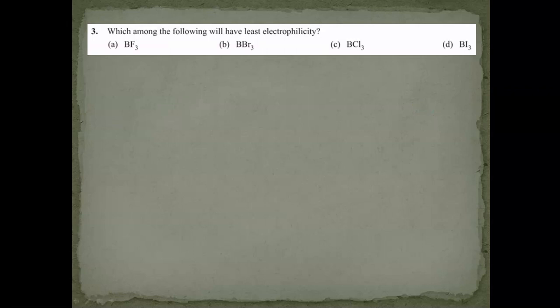Then question number 3. Which among the following will have least electrophilicity? Now when we talk about boron fluoride, there is a phenomenon of backbonding, and backbonding can happen to a greater extent. Why? Because the orbitals involved are of equal energy. Whereas in BI3, the orbitals are of unequal energy. Therefore, backbonding is not that strong. Getting it? So backbonding is there, this boron does not require more electrons, so it will be least electrophilic. So answer is A. Iodine, this will be most electrophilic because backbonding is not happening. So for question number 3, answer will be A.